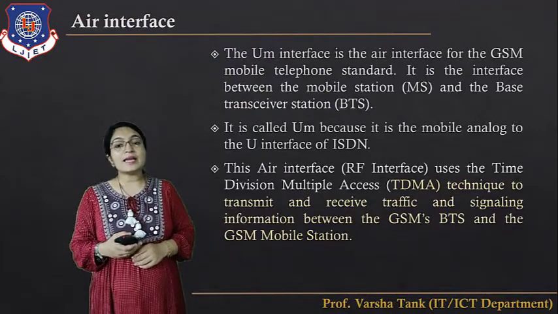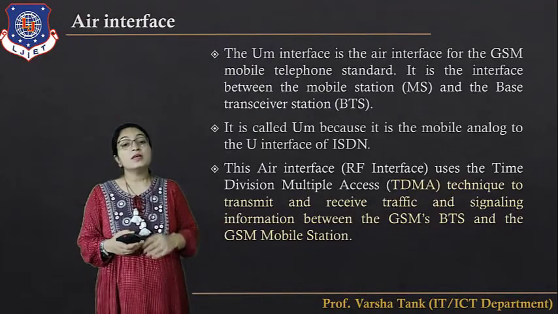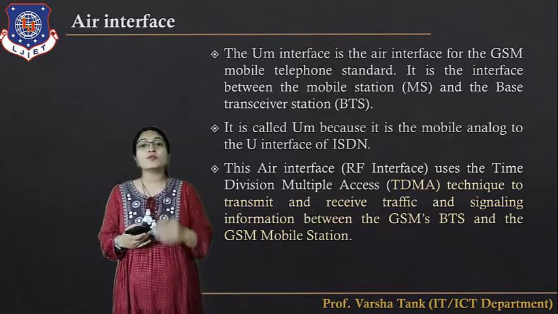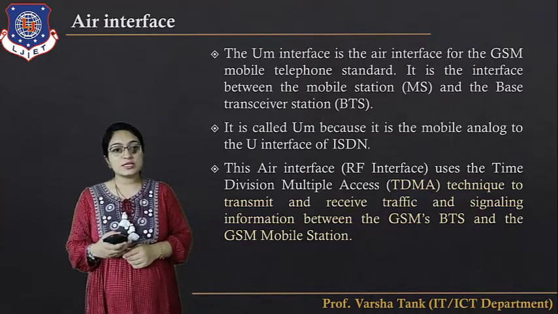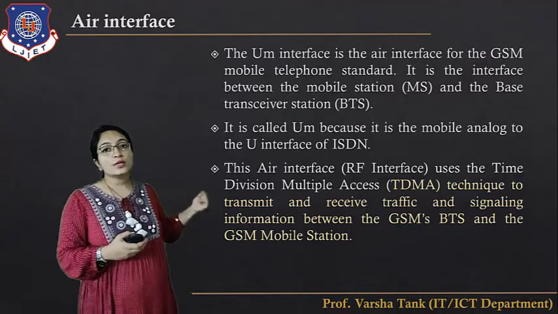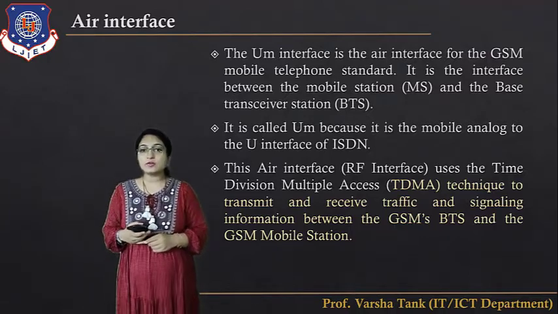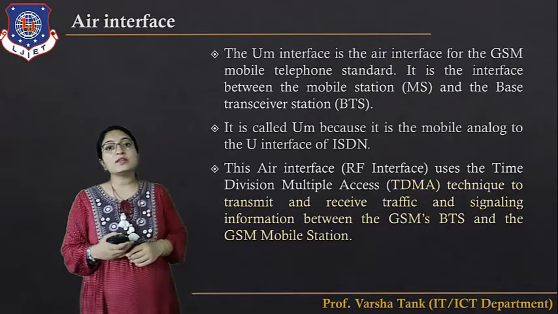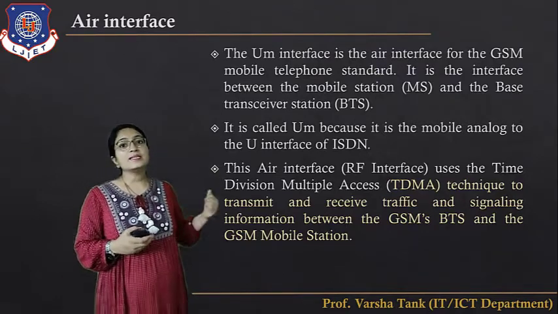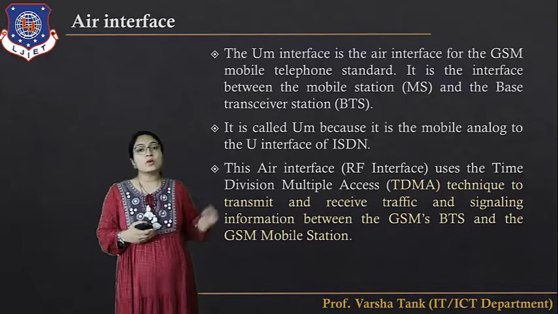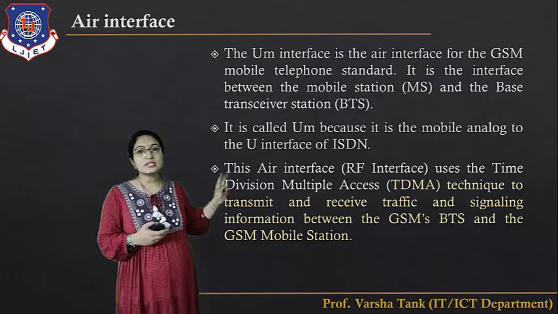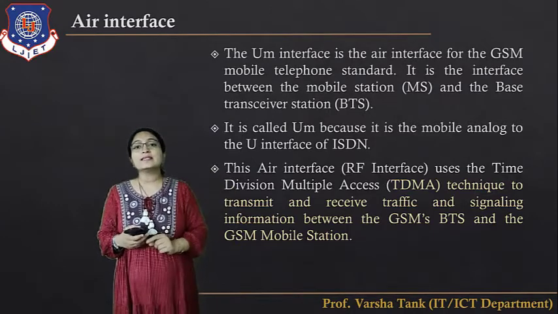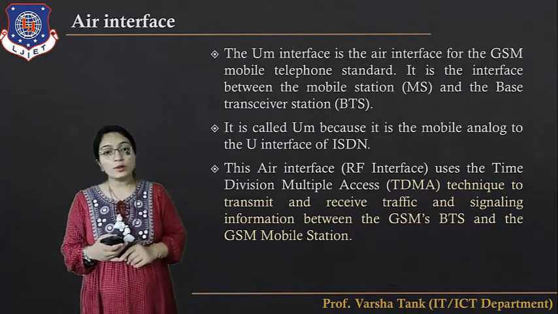Now the next topic is the air interface in the GSM. This air interface is also known as the Um interface, or radio frequency interface, in the GSM. So let's learn about this. The Um interface is the air interface for the GSM mobile telephone standard. It is the interface between the mobile station and the base transceiver station. So the interface between these two devices, the mobile station and the BTS, is known as the air interface or the Um interface.